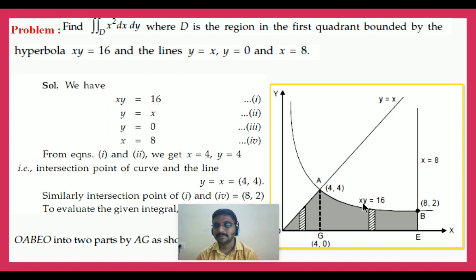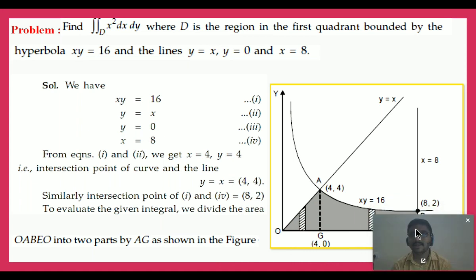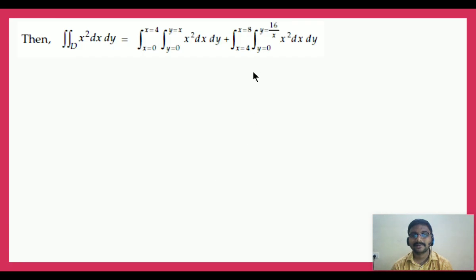Because the curve is xy equal to 16, we have to get y in terms of x, which implies that y equal to 16 by x. Thus y varies as 0 to 16 by x. And the limits of x are the ordinate at 4, 0 here, and the ordinate at 8, 0. So here x varies as 4 to 8. So these are the limits for x and y. So x varies as 4 to 8 and y varies as 0 to 16 by x.